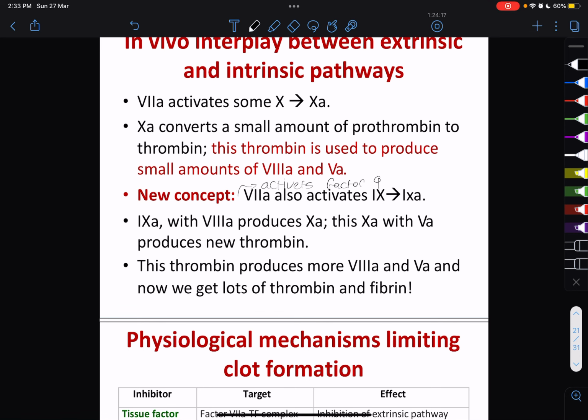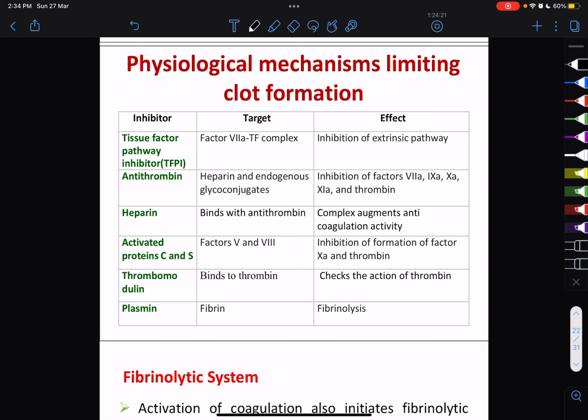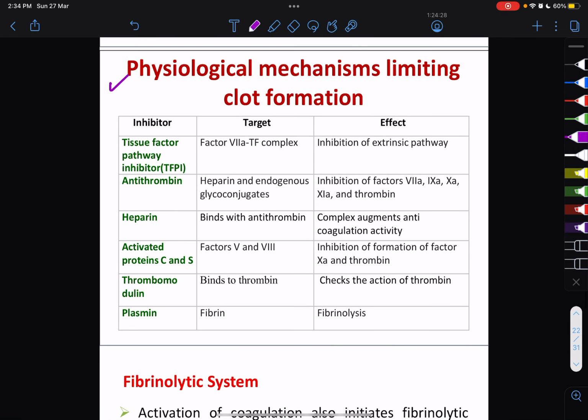Students, please, this is something that we all need to know really carefully, and these are the physiological mechanisms. Please have a closer look here, and there is a table. There are 3 columns in the table. Number 1, inhibitor. Number 2, target, and what is the final function or effect which is happening. Okay? Alright. Now, these are the mechanisms which limit clot formation.